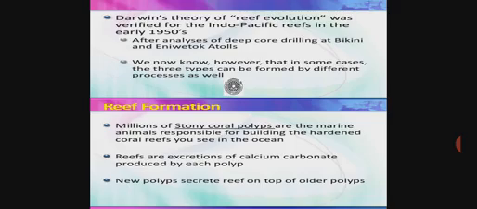Reefs are the excretions of calcium carbonate produced by each polyp, and new polyps secrete reef on top of the older polyps. So there is a gradual increase in the height, width and depth of the reef, due to the accumulation of the skeletal part from other members of that colony. New polyps secrete reef on top of older polyps.